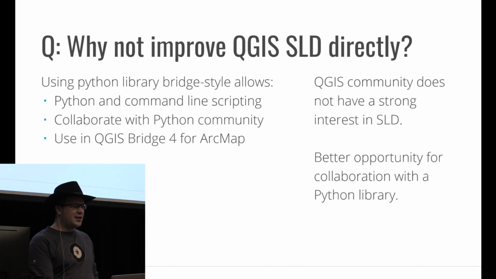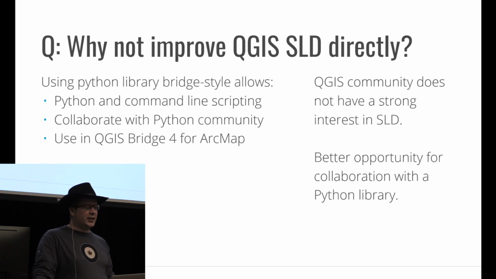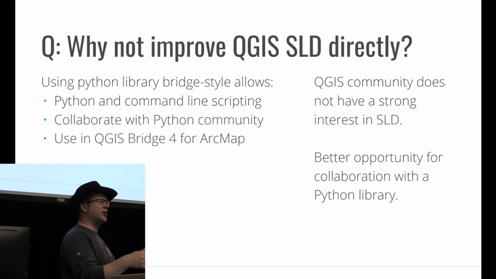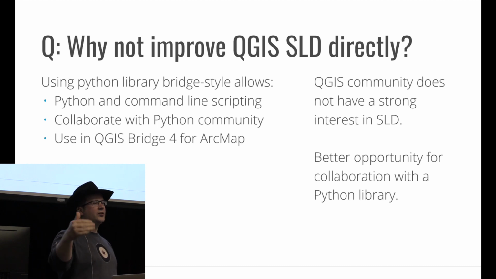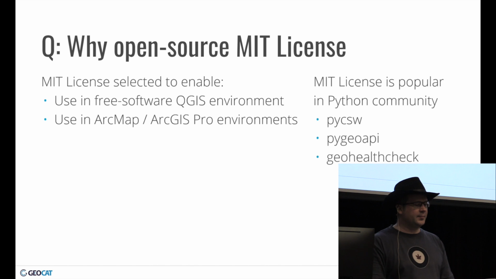Okay. Some questions I've got previously. Why not improve the QGIS SLD directly? We really wanted to go for a Python library, in part to do that command line scripting. And we have a good reputation for collaborating with the Python projects. And we also needed to go with Python in order to integrate with the Esri desktop products. Also, the QGIS community, because they've got the QGIS-server, they don't have a strong tradition of supporting the SLD standard. There's no business case for it. So we were really focusing on the collaboration.